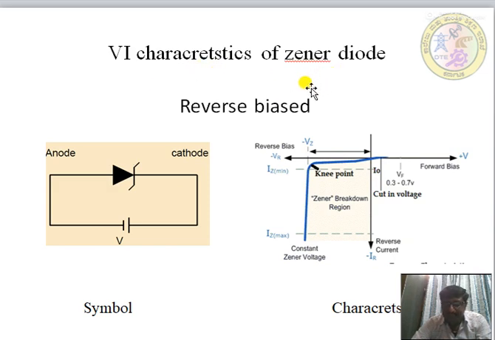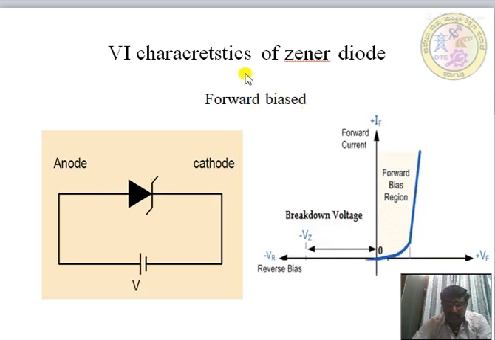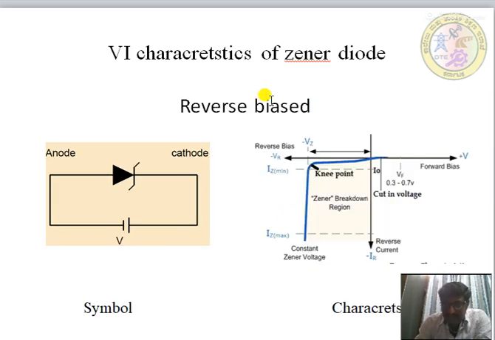The characteristics of a Zener diode in forward bias are the same as a normal diode, so there is not much difference. But in reverse bias, it has a cut-in voltage, the knee point, and this is known as the Zener breakdown part, and this part is known as avalanche.